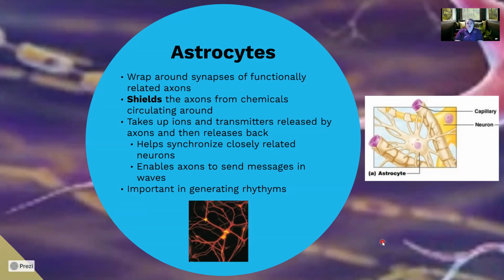So the first type of glial cells that we are going to talk about are astrocytes. What astrocytes do is wrap around synapses of functionally related axons of neurons. And by doing that, they are shielding that axon from chemicals circulating around that axon that may be harmful to that axon. They take up ions and transmitters released by axons and then release them back, which helps synchronize closely related neurons and enable axons to send messages in waves. So in other words, if we need a series of neurons to be working together to generate a rhythm, astrocytes are helping that happen.